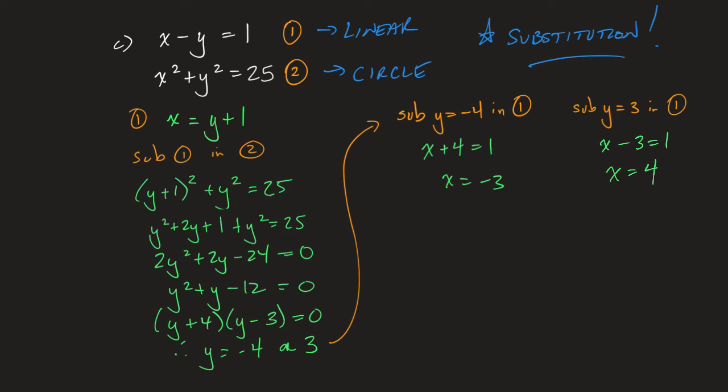So I take a look. My first solution then would say the x value of -3 comes with a y value of -4. My x value of 4 comes with a y value of 3. Now I've solved for my 2 points of intersection. And if you think back to the picture, we could see our 2 points of intersection.